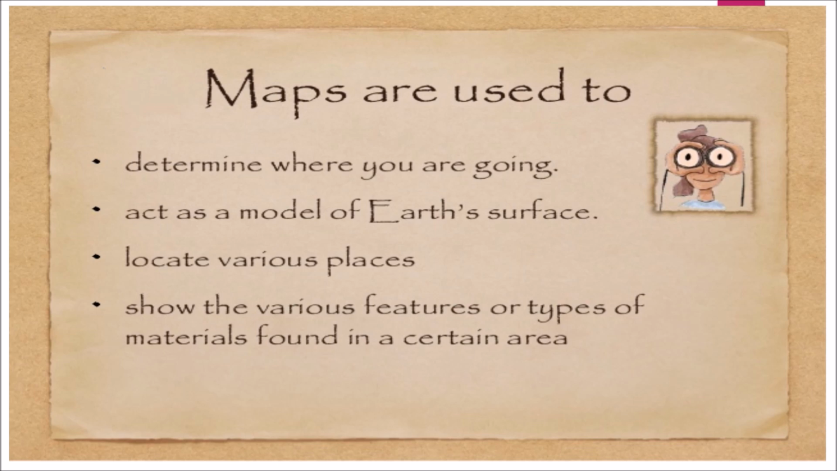Then, maps are used to act as a model of Earth's surface. Then, maps are used to locate various places. Next, maps are used to show the various features or types of materials found in a certain area.